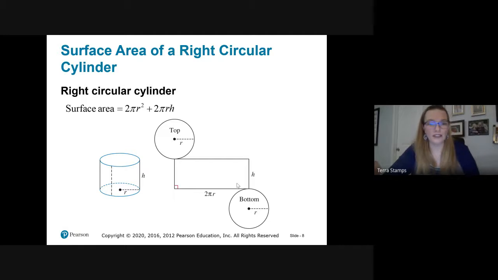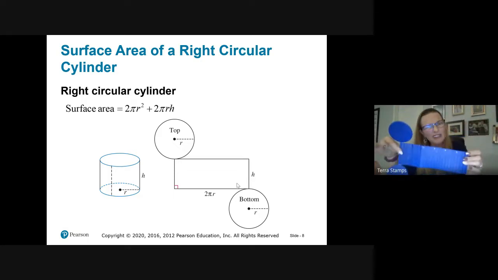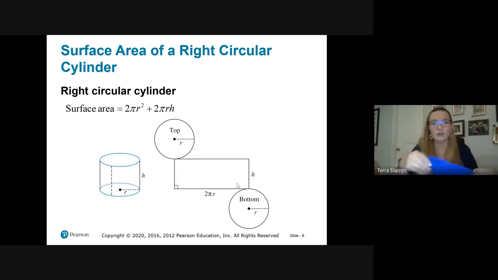When you unroll a cylinder, so when I take this thing out, my cylinder, the surface area formula is 2 pi r squared. Not surprising, right? Because it's two circles, right? But then when you unroll this, look at that. It's just a rectangle. Who saw that coming? So that's just a rectangle.